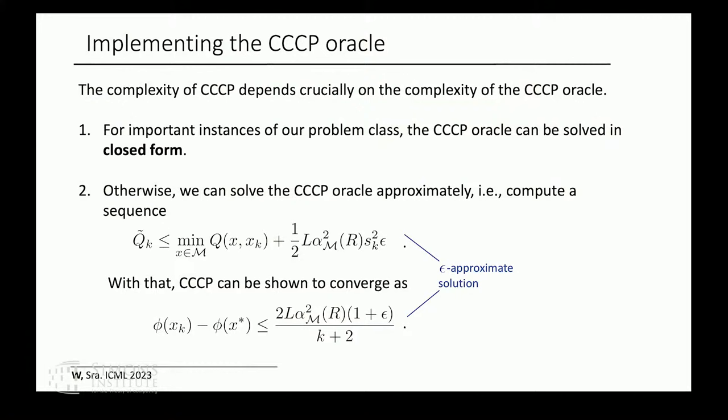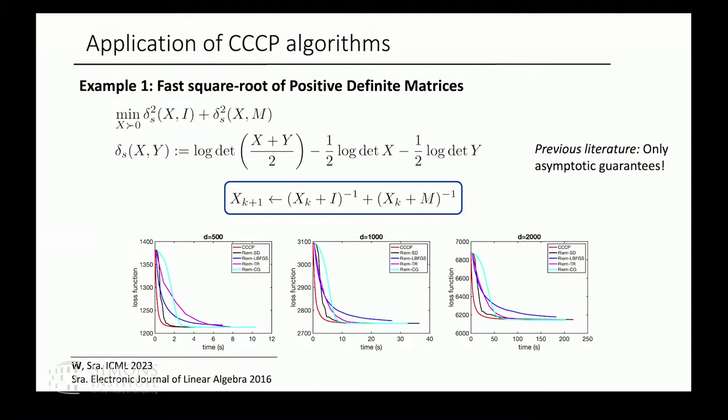But the interesting cases are really the settings where we have a closed form solution and where the CCCP algorithm becomes a simple fixed point iteration. So now let me show you some examples of this. The first one is the problem of computing square roots of positive definite matrices. That can be written as a problem on the manifold of positive definite matrices as follows. This is here written with respect to the S divergence.